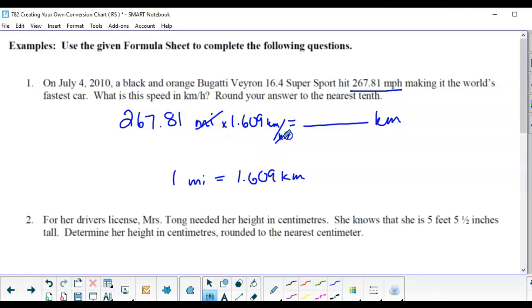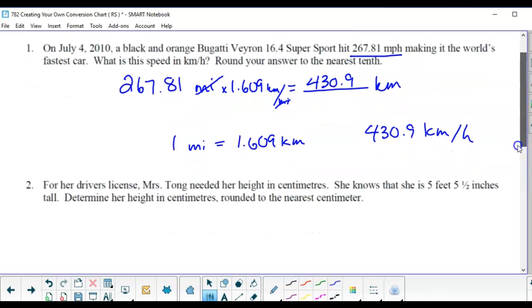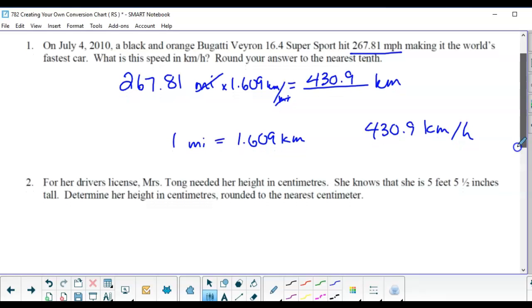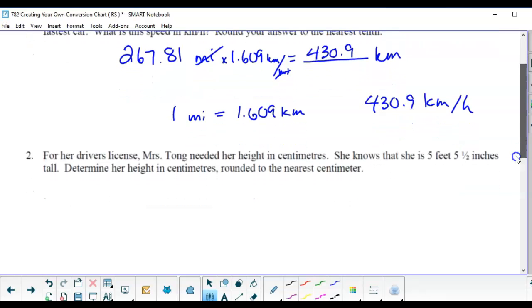The miles divide out, right? So then you multiply 267.81 times 1.609 and you get 430.9 kilometers. And then that would be 430.9 kilometers per hour. Crazy fast. Like, yeah, I don't know how they even test that out.